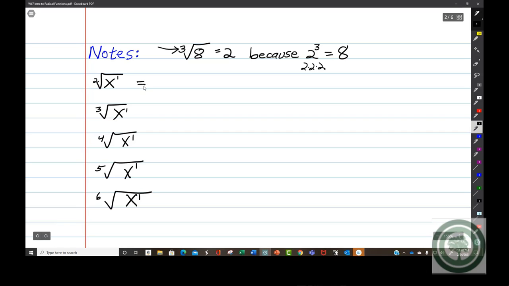Anyway, there is an alternative way of writing all this, and we're going to apply it to this. You can also take the square root of x and write it as x to the 1/2. And the cube root of x and write it as x to the 1/3. And the fourth root of x and write it as x to the 1/4. That's an index.